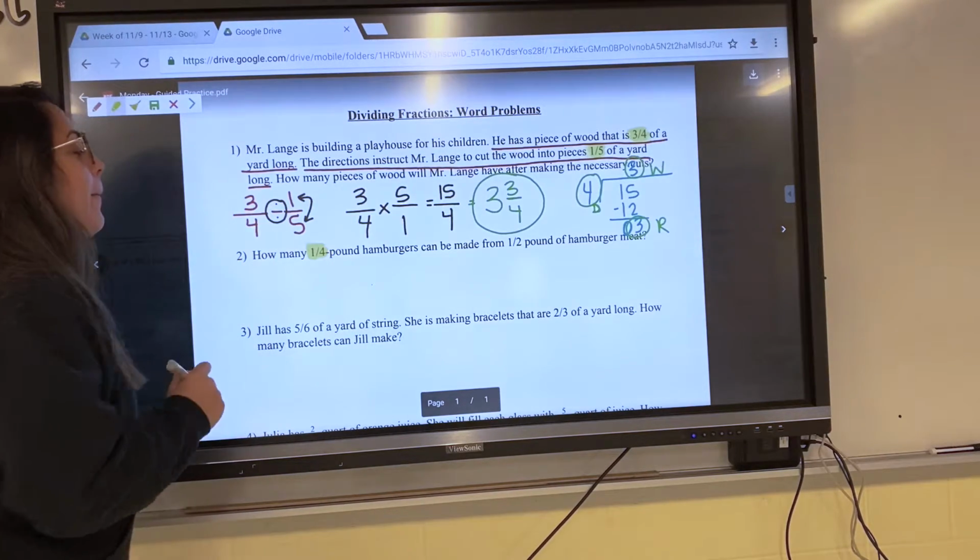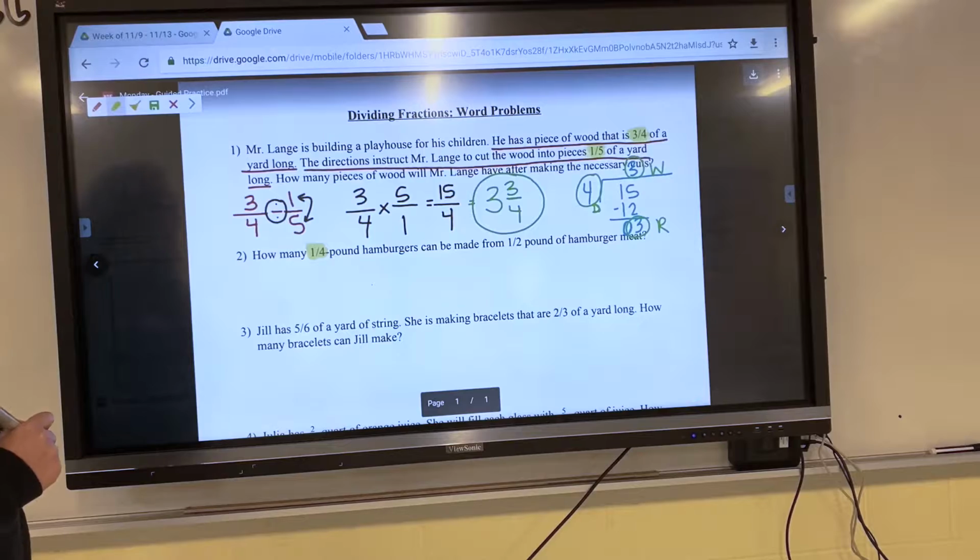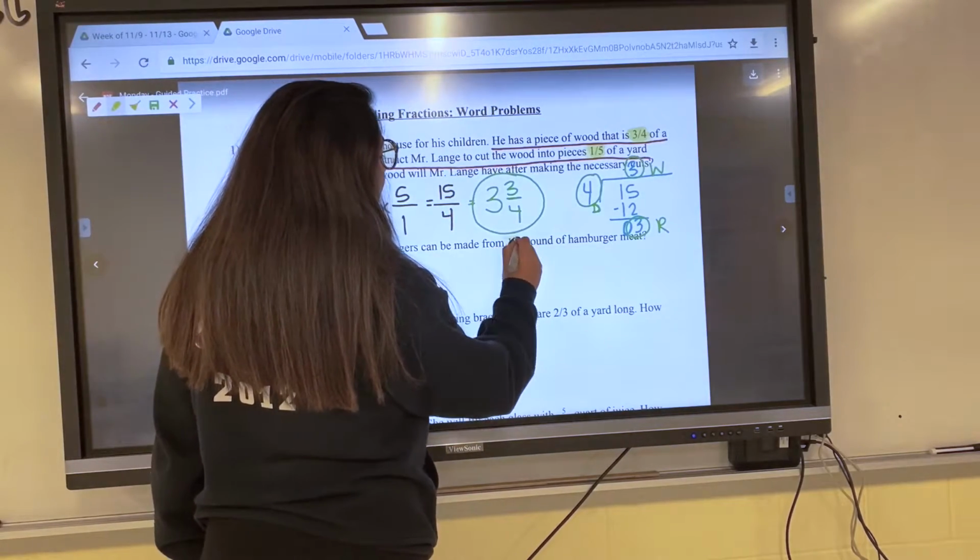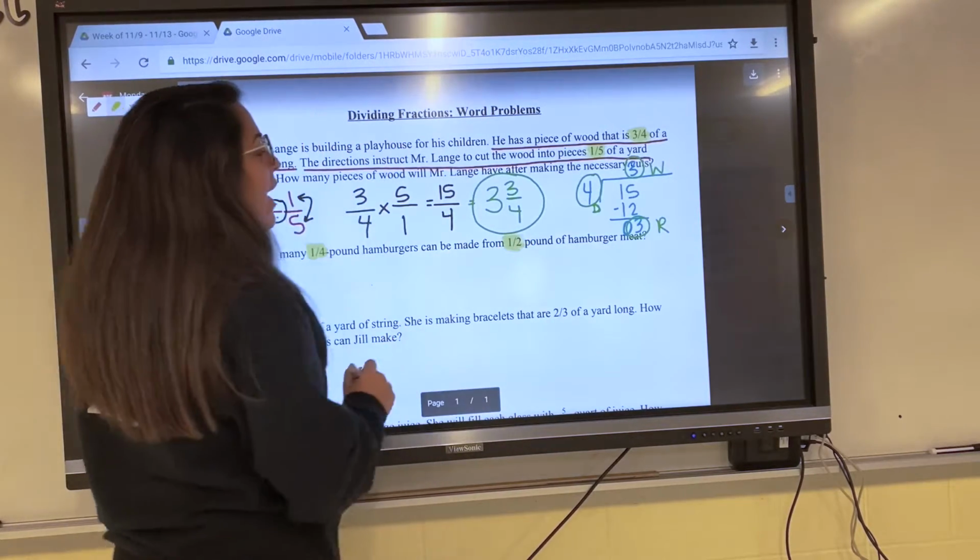pound hamburgers can be made from 1/2 pound of hamburger meat.